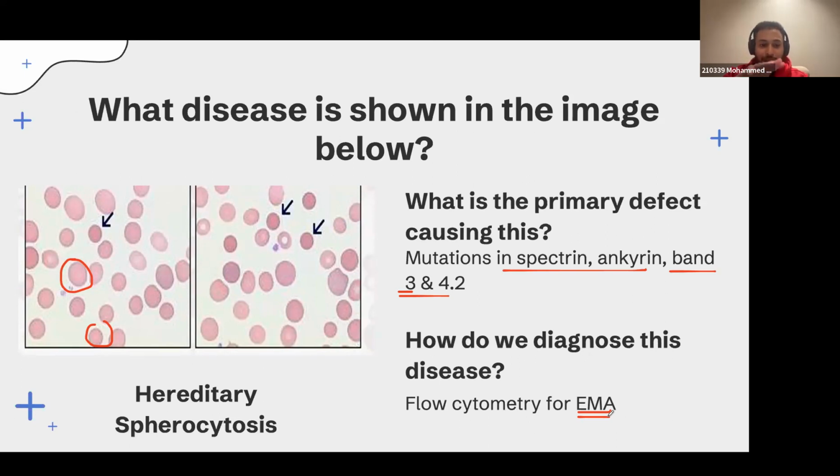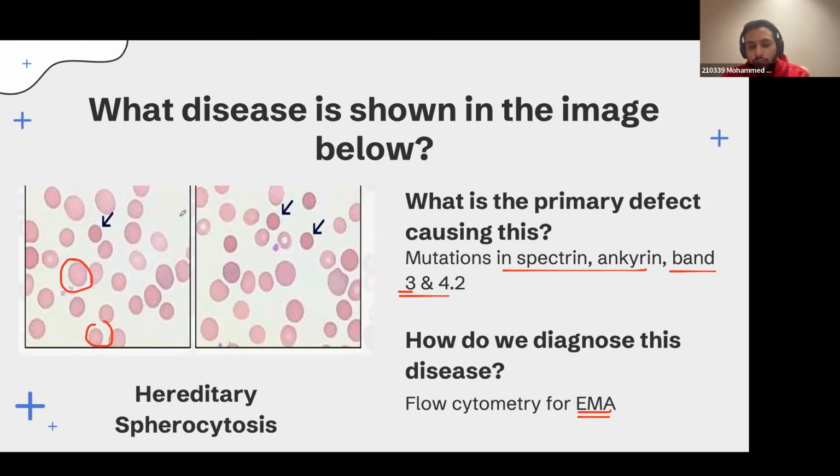Will it resolve the spherocytes? No. Okay, spherocytes will still be there. However, the main reason why there's hemolysis is because of the spleen. So if you remove the spleen, no hemolysis, no more anemia. However, spherocytes are still there. Usually it's fine to see spherocytes in blood. It's just the hemolysis that's causing the disease.